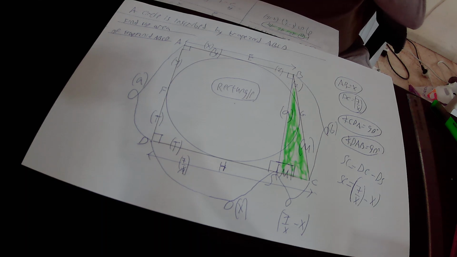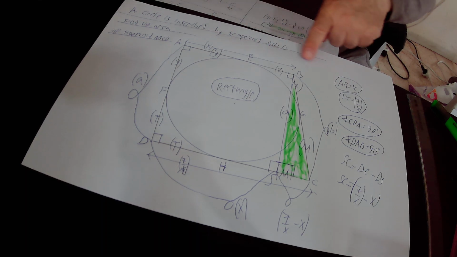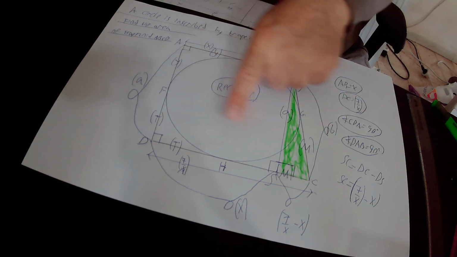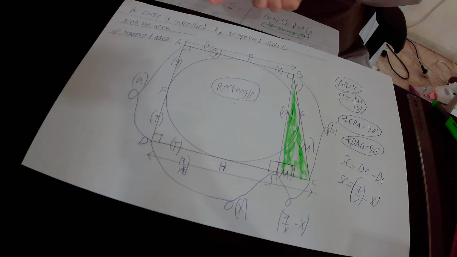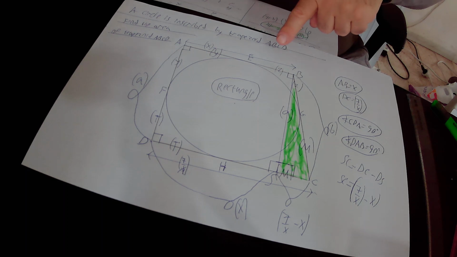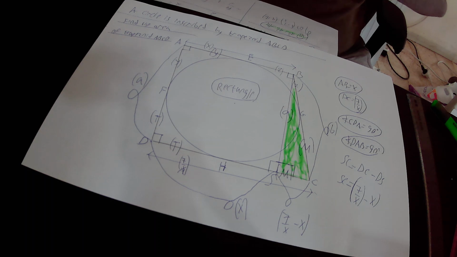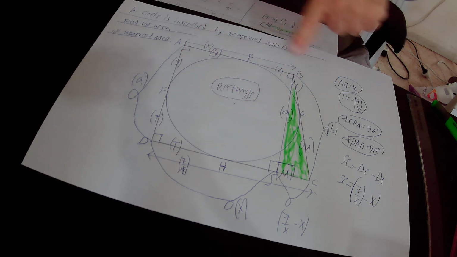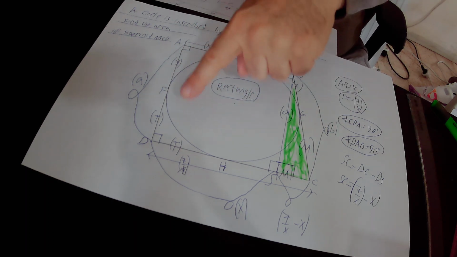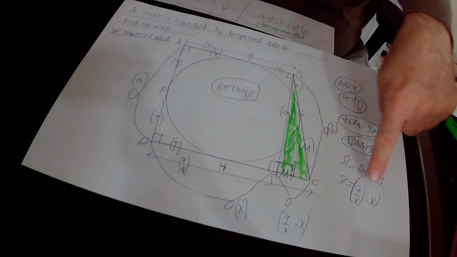Here, side AB is parallel to side DC. Why is side AB parallel to side DC? Because ABSD is a quadrilateral, and this quadrilateral is a rectangle, and we know that the opposite sides of a rectangle are parallel to each other. So in rectangle ABSD, side AB is parallel to side DS. But DS is part of the straight line DC.